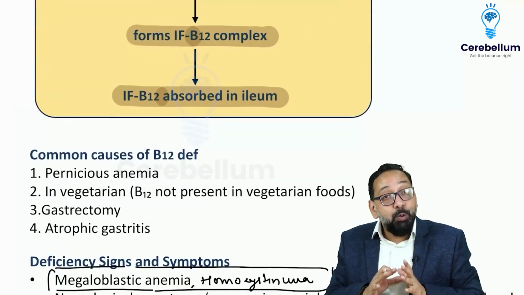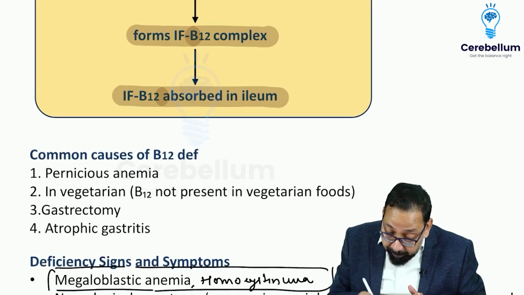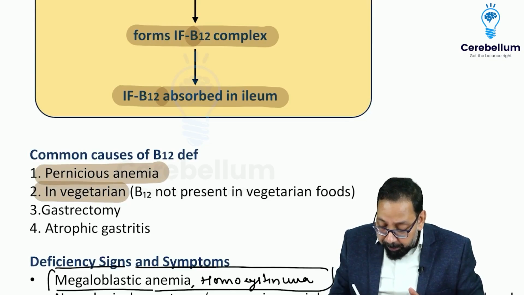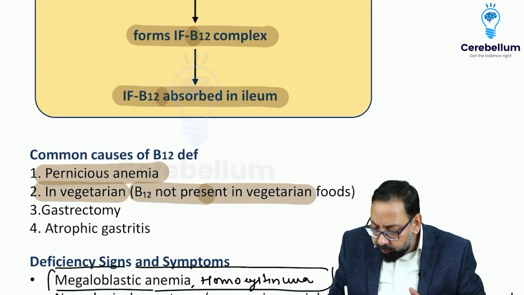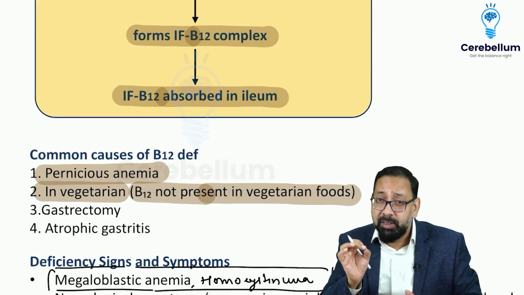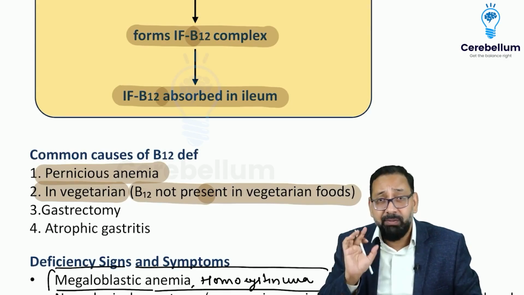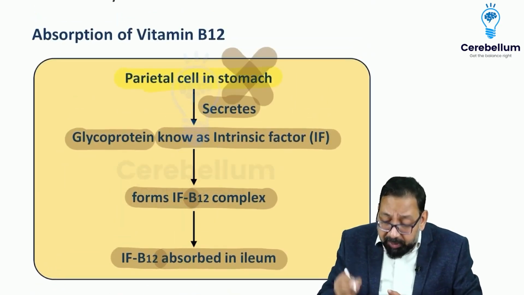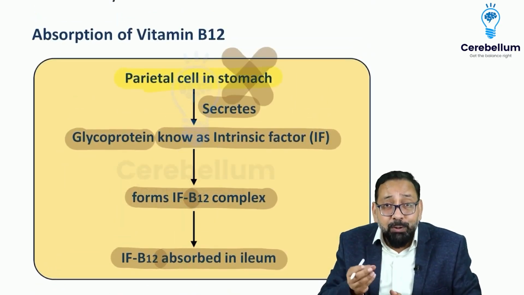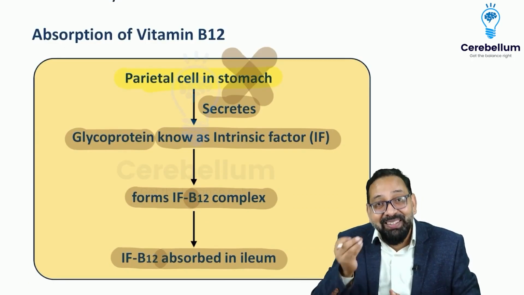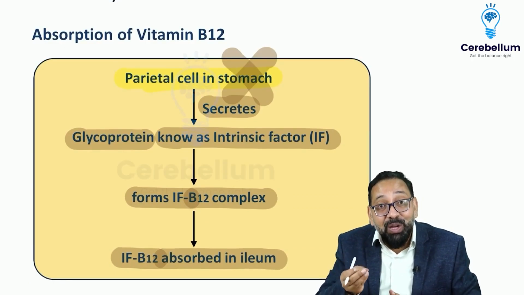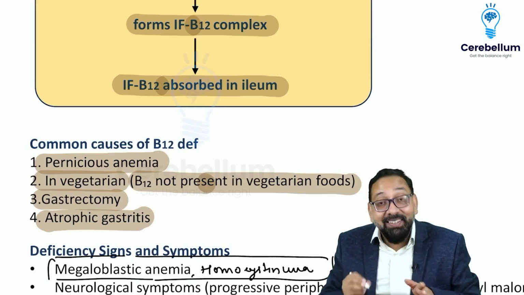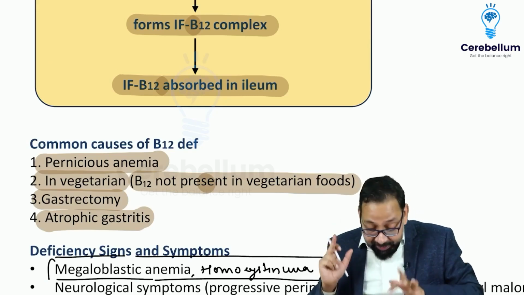What are the common causes of vitamin B12 deficiency? Pernicious anemia. In a vegetarian person, B12 is not present in vegetarian food, so a strict vegetarian is at risk of B12 deficiency. Gastrectomy, where the stomach is cut. To absorb B12, you require intrinsic factor, which comes from stomach parietal cells. So gastrectomy or atrophic gastritis can lead to B12 deficiency.